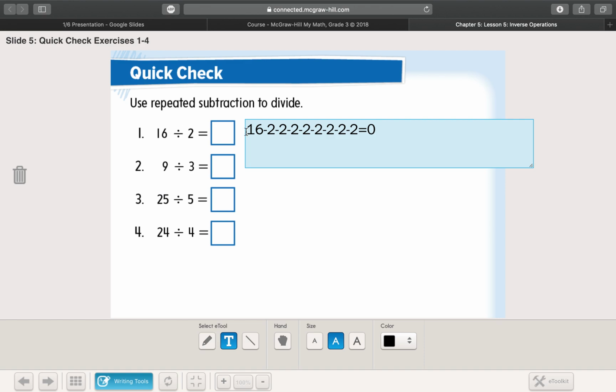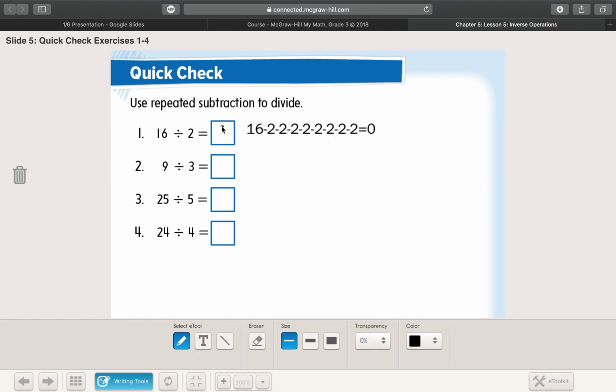Right? I can check my work by adding up these 2's. 2, 4, 6, 8, 10, 12, 14, 16. 16 minus 16 equals 0. So that's correct. So now to see what my answer is to the problem, I have to just count how many 2's I subtracted. How many 2's did I subtract from 16? 1, 2, 3, 4, 5, 6, 7, 8. 16 divided by 2 equals 8.